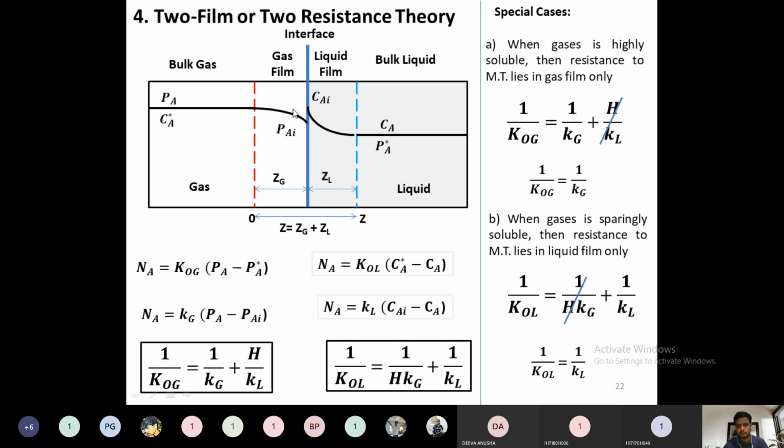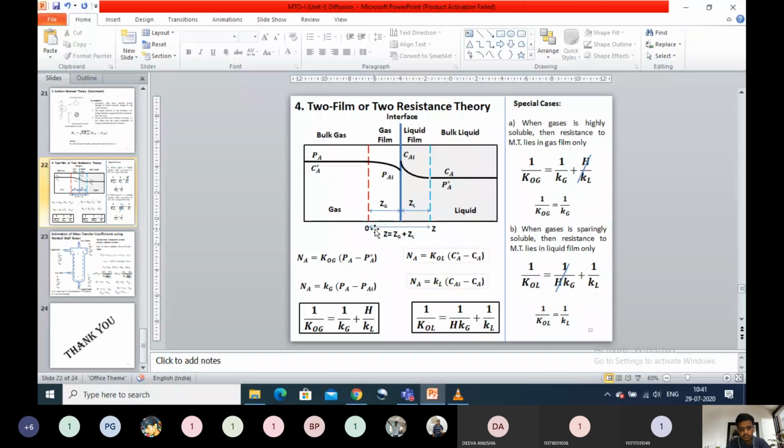Then this is the liquid film, and this is the overall liquid phase. Up to the interface, everything is the liquid phase, and from the start of the region it is the gas phase. Consider this overall distance as Z, the mass transfer region in the Z direction. Since mass transfer takes place from the bulk of the gas phase to the liquid, we take the gas side as the origin, where Z is equal to 0, and here Z is equal to some Z.